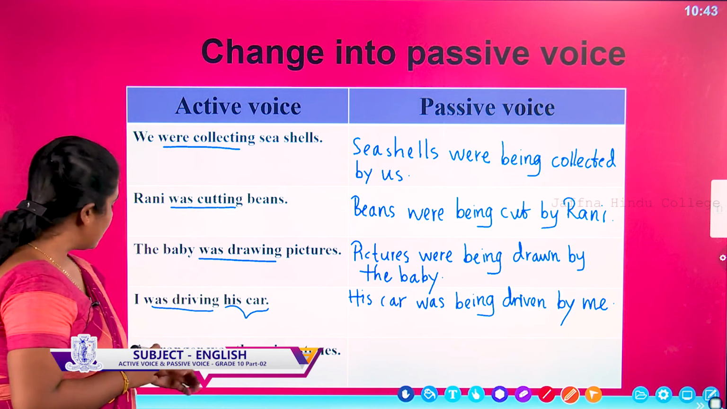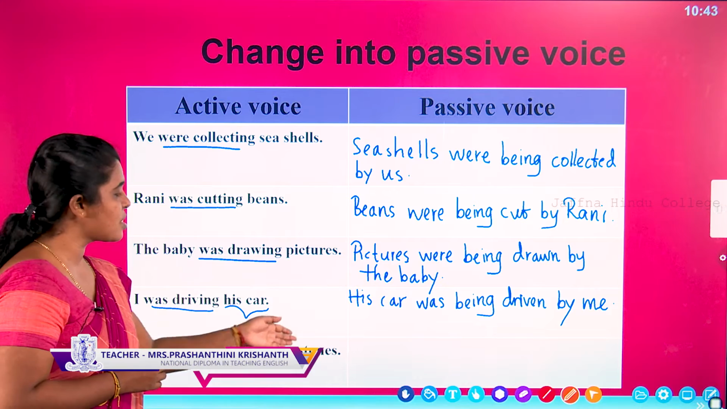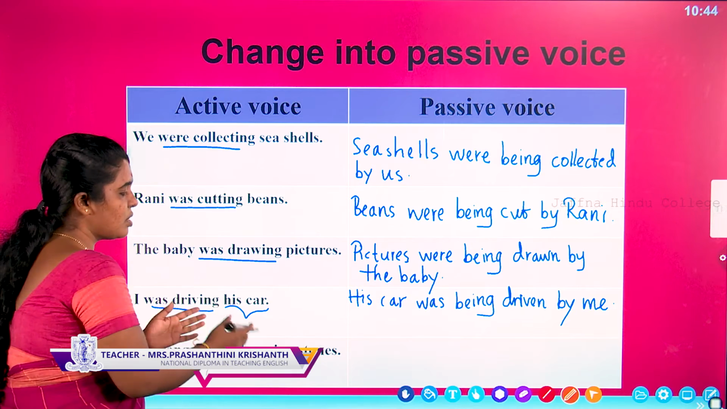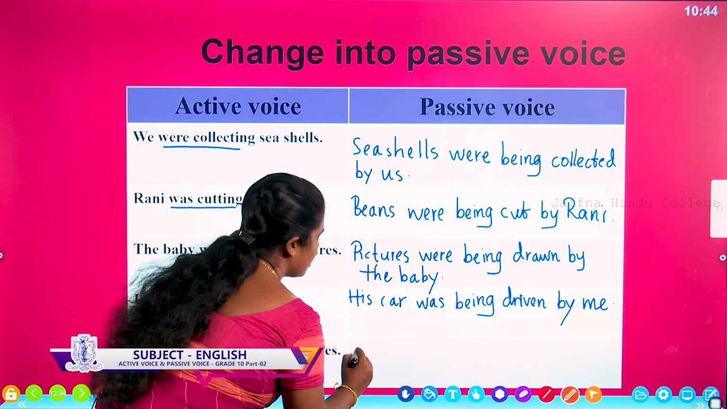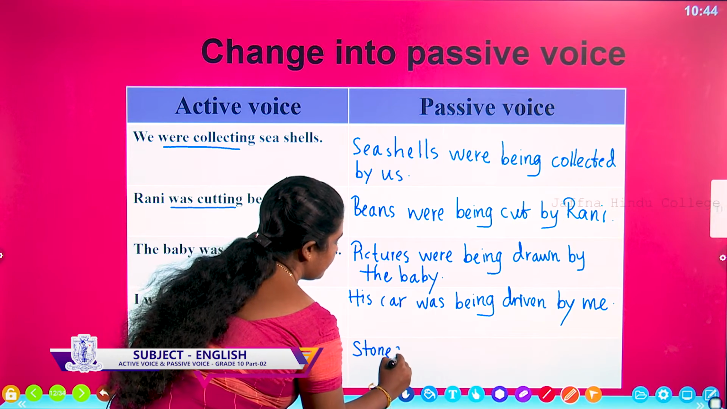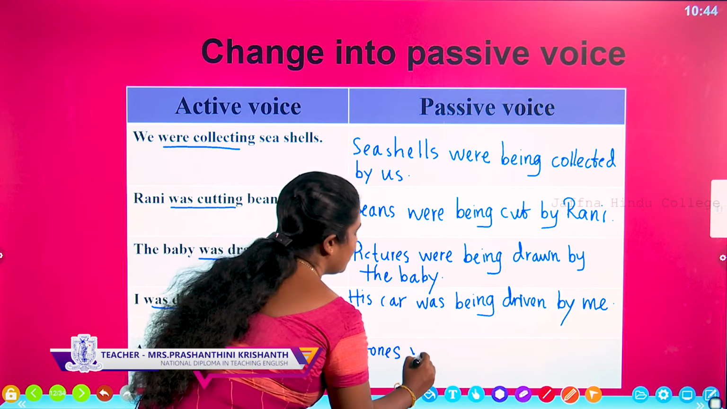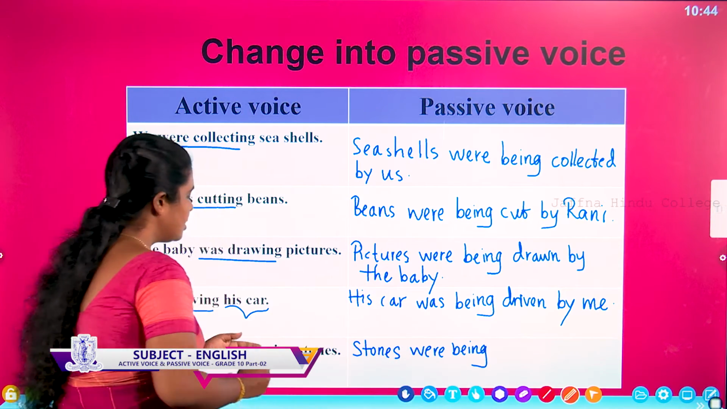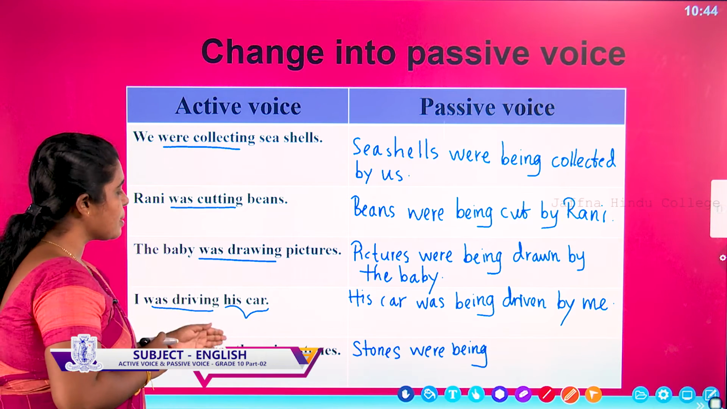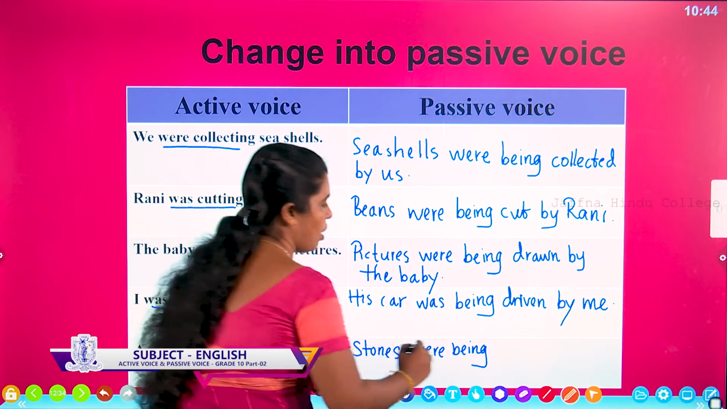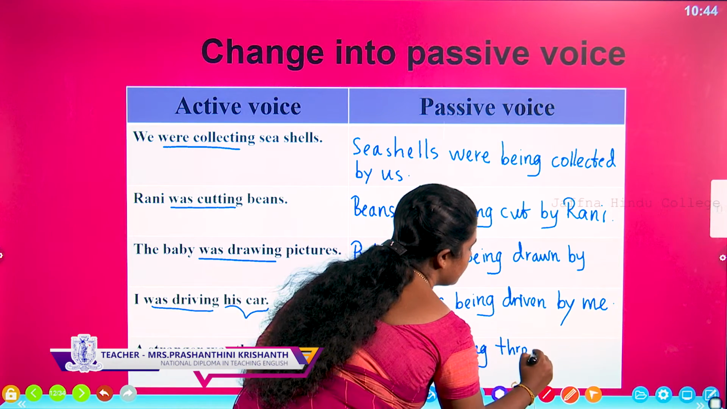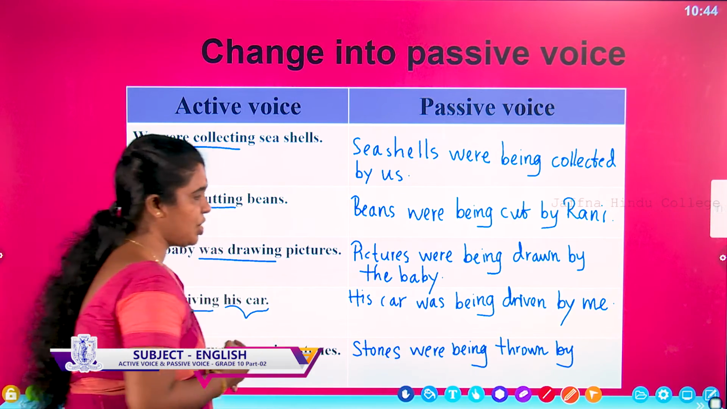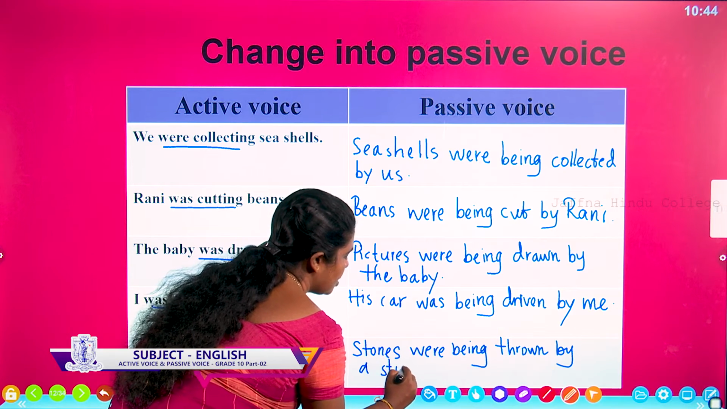The last question, a stranger was throwing stones. A stranger was throwing stones. So, the object is stones, right? Stones were, right? Plural. So, were being, the main verb throw, right? So, what is the past participle form of throw? Thrown. Being thrown by, who is the doer here? A stranger. By a stranger.